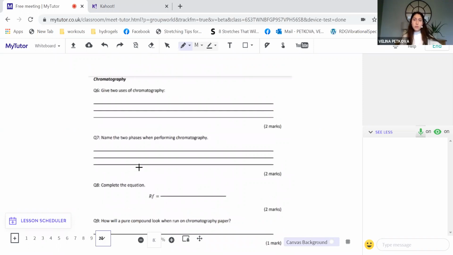Okay, give two uses of chromatography. So what could our use of chromatography be? One of them, which is obvious, is to separate the mixture.